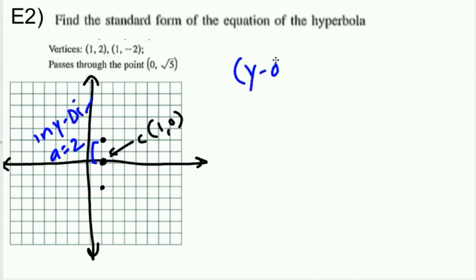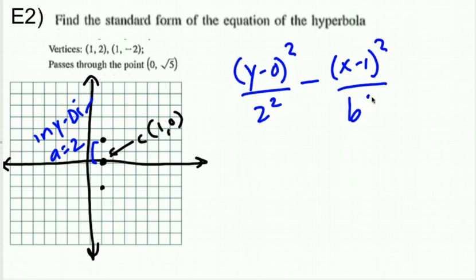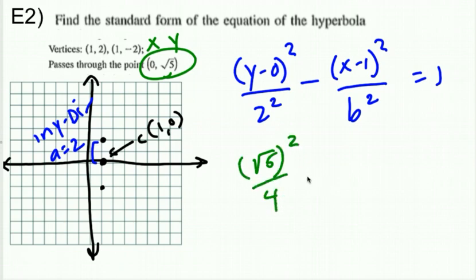I have (y minus 0) squared over 2 squared minus (x minus 1) squared over, I don't know, b squared, and that has to equal 1. Well, my argument is if I plug in an x and a y, I can find b squared, right? So this is going to be root 5 squared over 4 minus, this will end up being a 1 because it's -1 squared, right? So it's (-1) squared over b squared equals 1. I think I can solve for b squared.